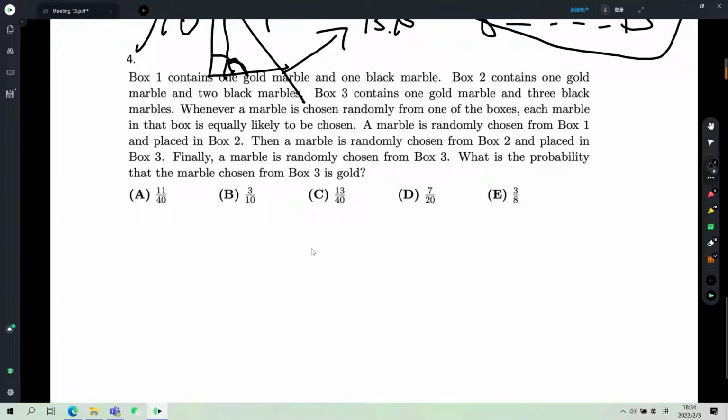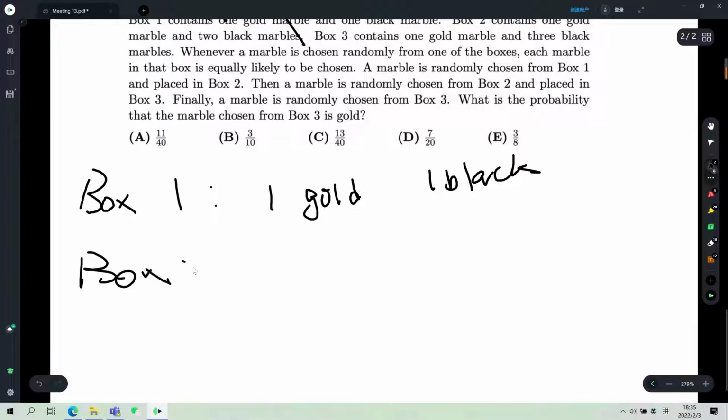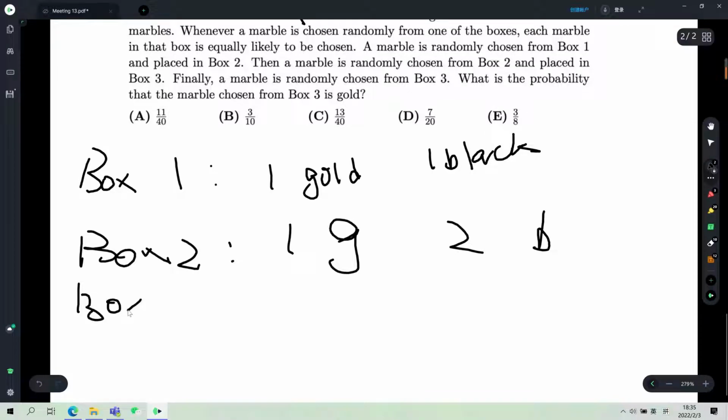Okay, the last question is relatively easy. We can just simply read through it and get the answer. So box 1: one gold, one black. Box 2: one gold, two black. And box 3 has one gold, three black.